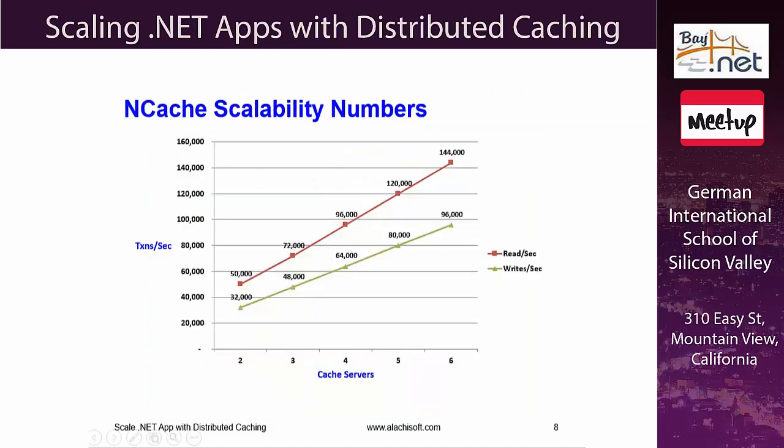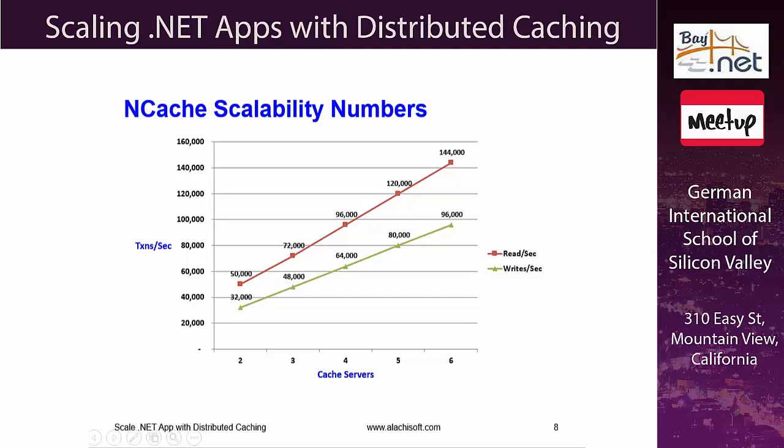Okay. So what should be some of the scalability numbers that you should expect if you're using a distributed cache? I'm going to just give NCache numbers. You can look at other numbers. 50,000 reads per second in a 2-node cluster. With the 3, it'll go 72, 96, 120, and 144.